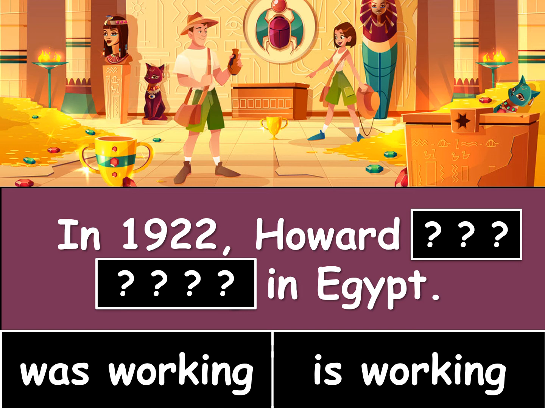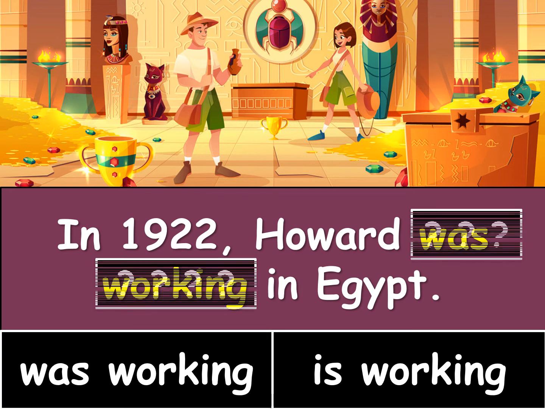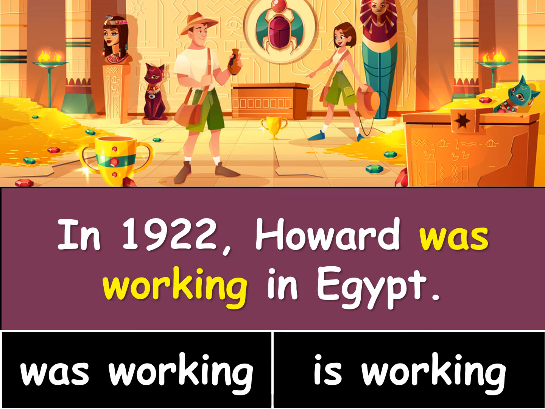1922 was a long time ago. So you should choose "was working." In 1922, Howard was working in Egypt. So 1922 is that specific time that we're talking about.